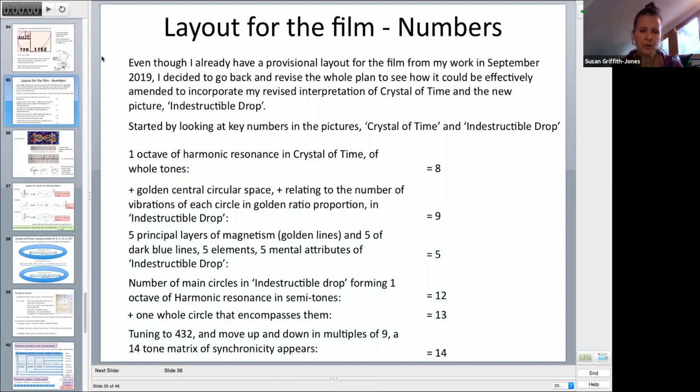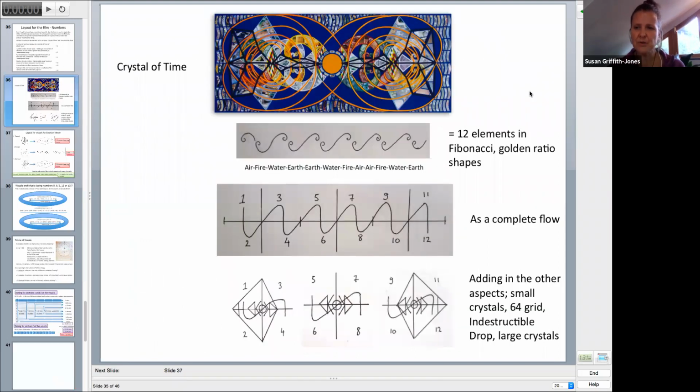And tuning to 432, moving up and down in multiples of 9, a 14-tone matrix of synchronicity appears. So we've also got the number 14 as well. And I mean, there are other things that relate to these numbers, which I've been describing to you in my different interpretations of different aspects through my various sessions. So let's come back to the crystal of time.